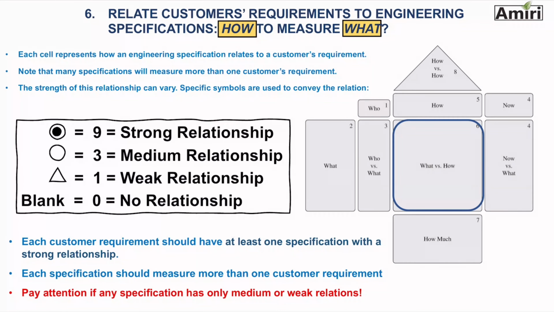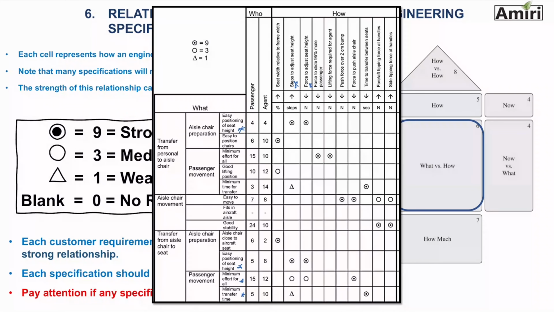If you want to look at the example that we have here, steps to adjust height, for example, has a strong relation to easy positioning of seat height. That means this engineering specification, and maybe the next one, were developed for this customer requirement. And if you come down, they also address other customer requirements. The bottom 2 maybe are not the strongest relationship. So you can go through the list and identify.